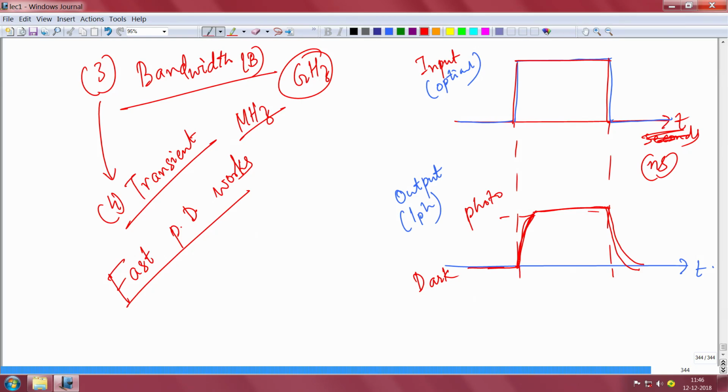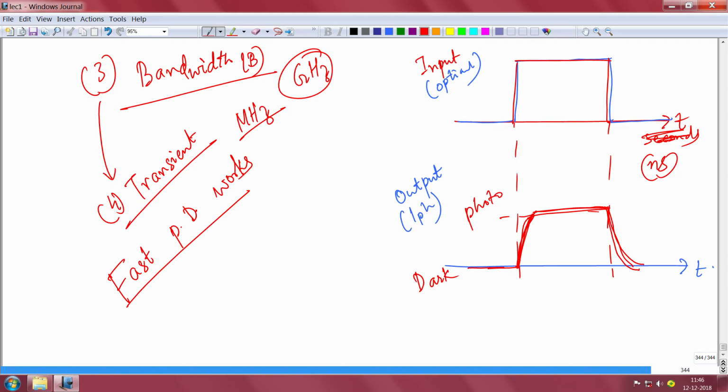The bandwidth will be inversely proportional to that, right? So if it can actually turn on and off in 1 nanosecond, then you say it's a very fast detector, its bandwidth is very high. And if it cannot, then you know it's slow. It depends on what time you're putting in, millisecond, microsecond and so on.